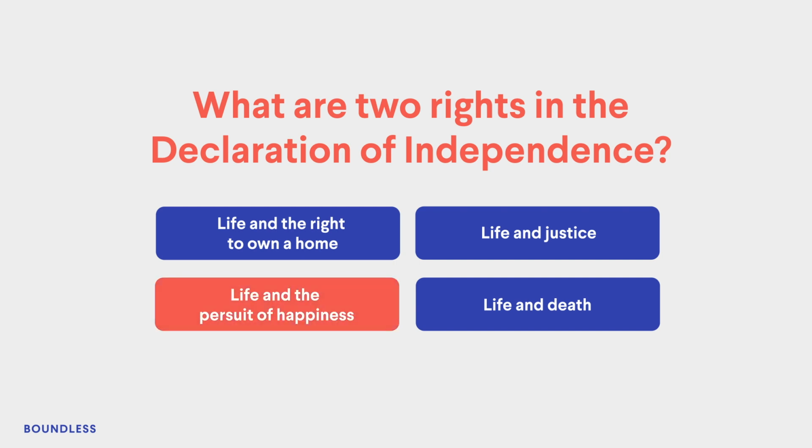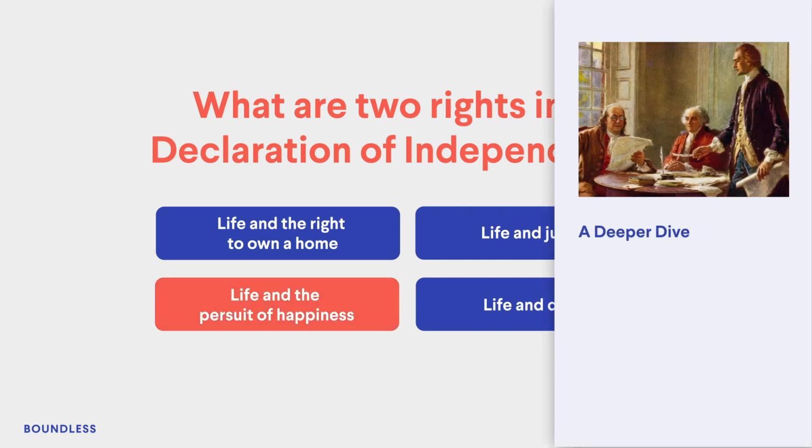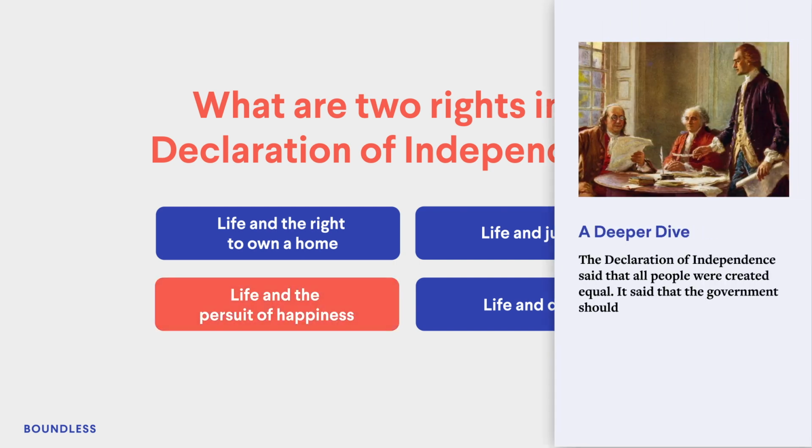Answer: life and the pursuit of happiness. The Declaration of Independence said that all people were created equal. It said that the government should protect citizens' rights to life, liberty, and the pursuit of happiness.